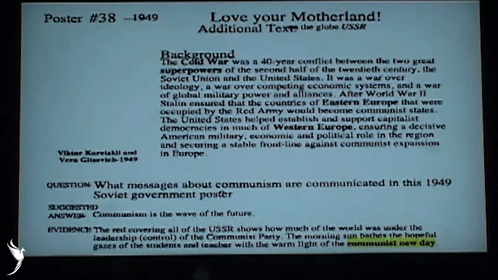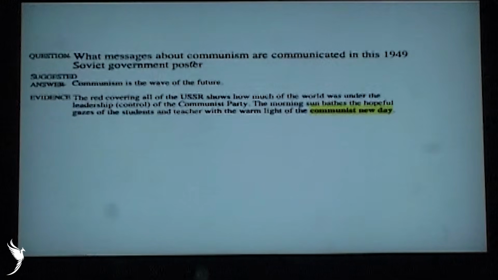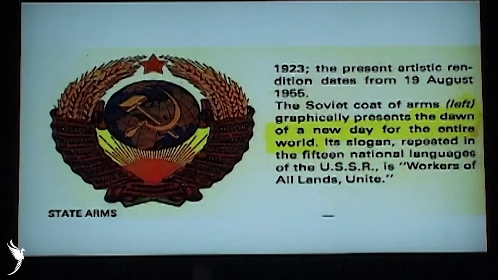Again, there's that term, Communist New Day. That's the dawn of a new day for world communism. Very important term, dawn of the new day for the entire world under Soviet communism.